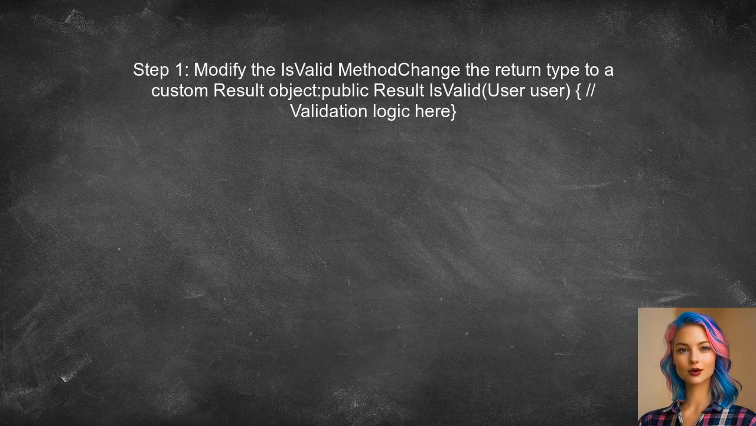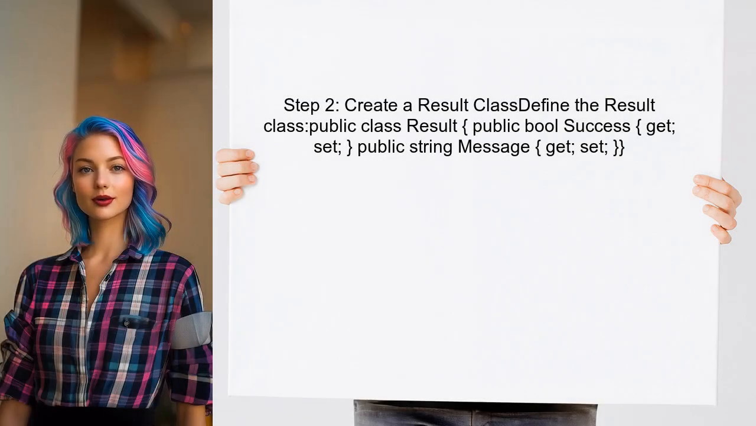To address the user's concern about the message handling in the isValid method, we can modify the return type of the isValid method to return a result object. This object will contain both the validation status and the message. Next, the user should create a result class that holds both a Boolean for success and a string for the message. This will allow us to return both pieces of information from the isValid method.